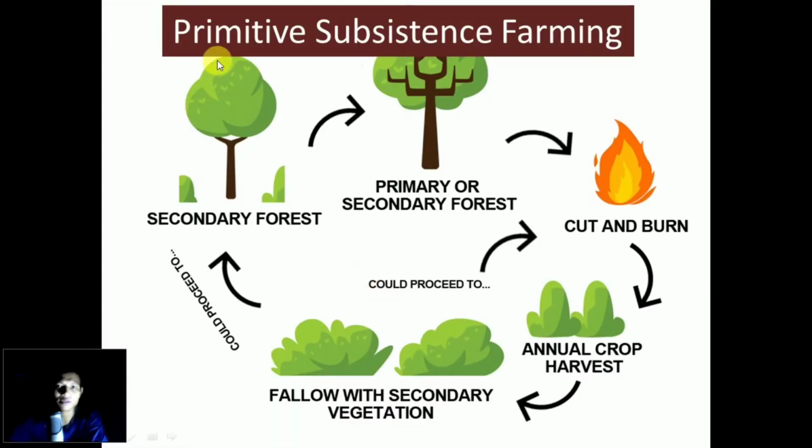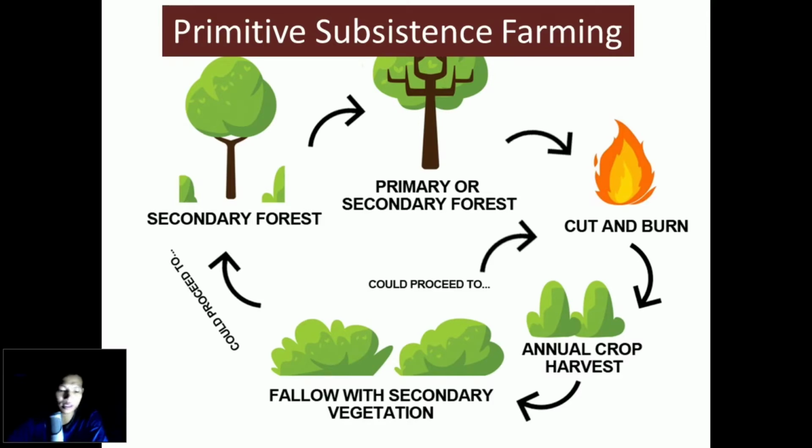First we have primitive subsistence farming. It is obvious by the name itself. Primitive means something that is old. Subsistence means anything for self-consumption. It is also called slash and burn agriculture.